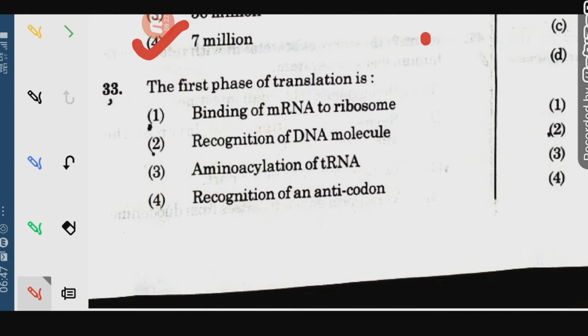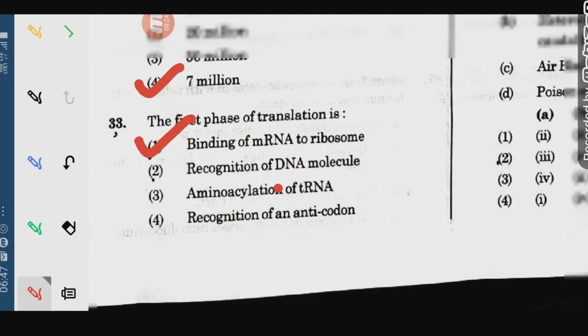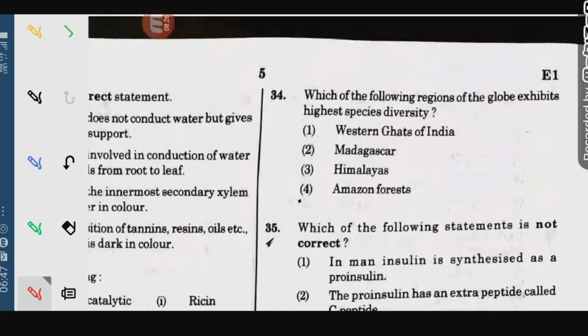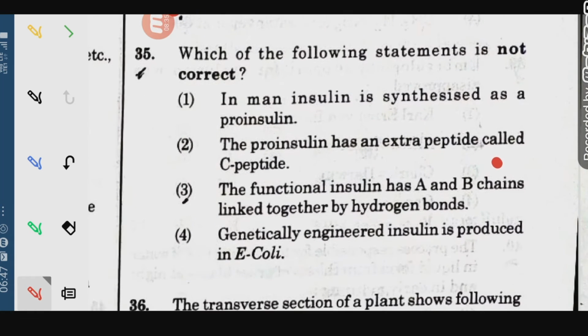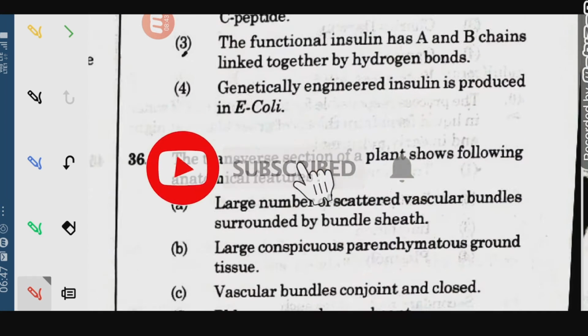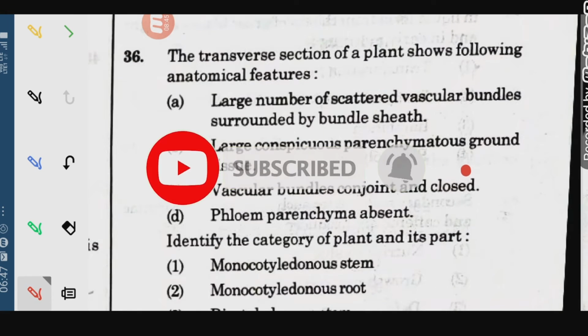Then this one, which of the following region of the globe has highest species diversity? It would be Amazon forest. Which of the following statement is not correct? The functional insulin has alpha and beta chains linked together by hydrogen bonds. This one is not correct. So the transverse section of a plant shows the following anatomical features. So the answer would be monocot stem.